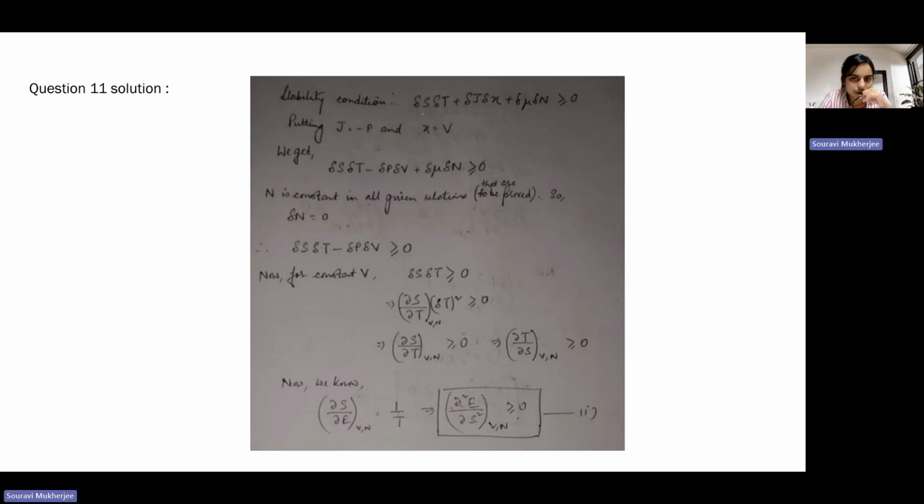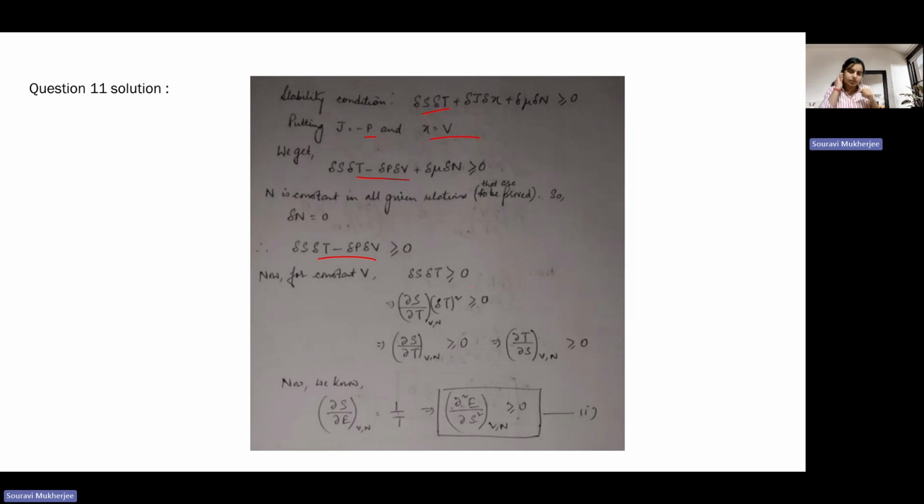So now what you can do is consider a system where the generalized force is pressure and the generalized displacement is volume. So that means we get a form like this. Now here, if you take n as constant, so dn, this term goes to 0, you are left with just this inequality, right? Now for constant volume, what happens? Again, this term goes away. So what you get is del S del T greater than or equal to 0.